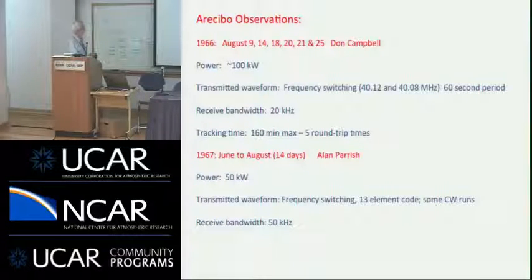In 1966, the power was 100 kilowatts. The waveform was just a frequency-switch waveform switching across 40 kilohertz with a 60-second period, 30 seconds on one frequency, 30 seconds on the other, with a received bandwidth of 20 kilohertz. Tracking time nominally is 160 minutes, although looking at the data, there are really only 2 days where there are two runs, and the other days there's only one, for reasons I have no idea. At this point, unfortunately, the log books were, I'm about to say inadvertently, but that isn't quite true, thrown out in the early 1990s, and so quite a lot of the information is lost. And then Alan Parrish did it in 1967 over 14 days, but the power, as I said, was reduced significantly.